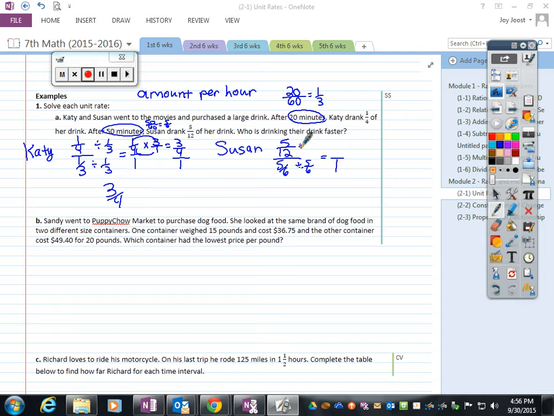And 5/12 divided by 5/6, going to have to work that out. So the first fraction stays the same, 5/12. Division becomes multiplication, and the 5/6 becomes 6/5. And we can cancel. 5 divided by 5 is 1. 5 divided by 5 is 1. We could also cancel out the 6's. 6 divided by 6 is 1, and 12 divided by 6 is 2. Top times the top gives me 1. Bottom times the bottom gives me 2. My denominator is 1. So Susan drank 1/2 of her drink per hour. So Katie drank more per hour. So Katie is drinking faster.